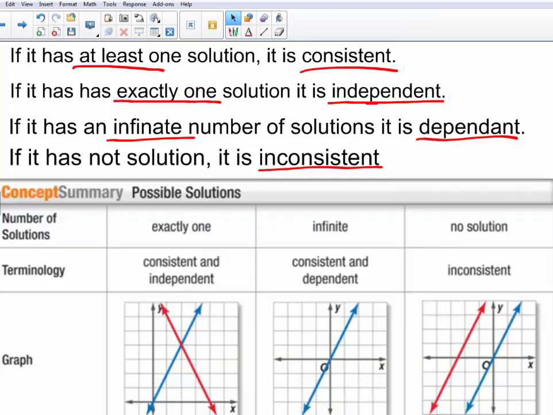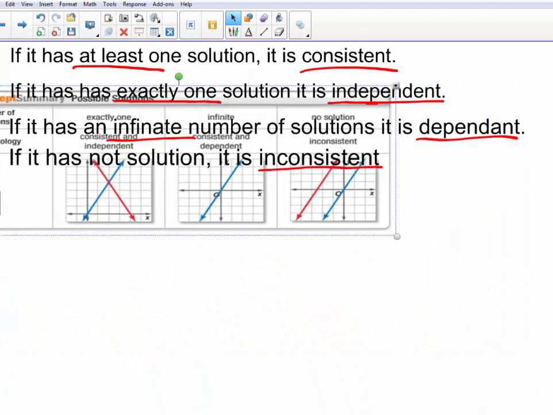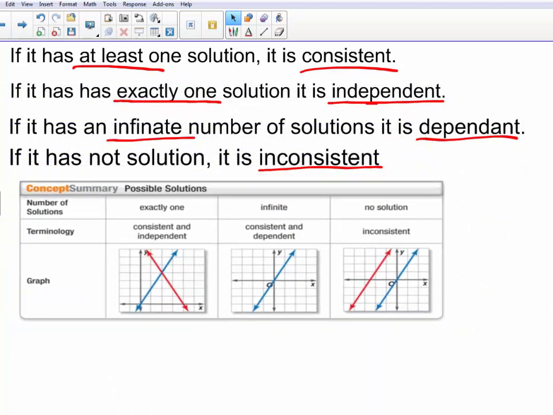Okay, graphically, here's what these look like. When they cross and have a solution, the terminology is consistent and independent. Consistent because it has at least one solution, and independent because it has exactly one. So it's at least and exactly. It works for both of those, so that's why we get consistent and independent.